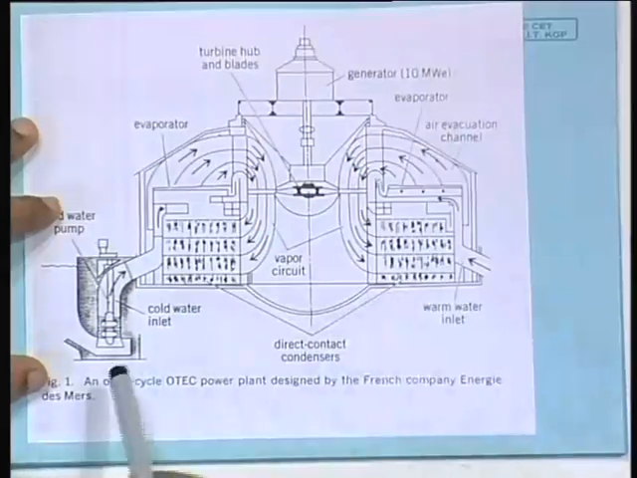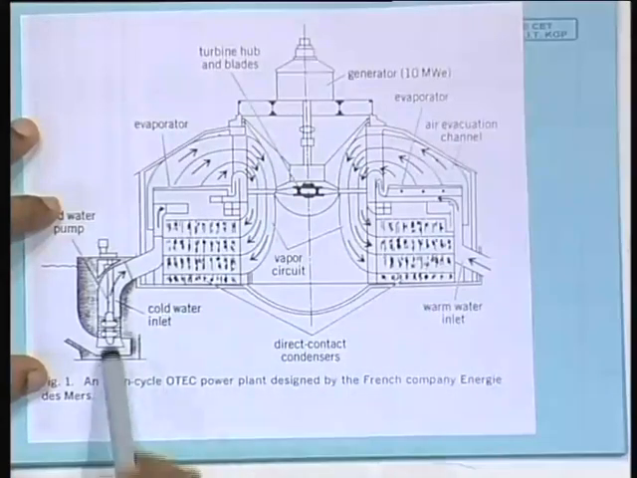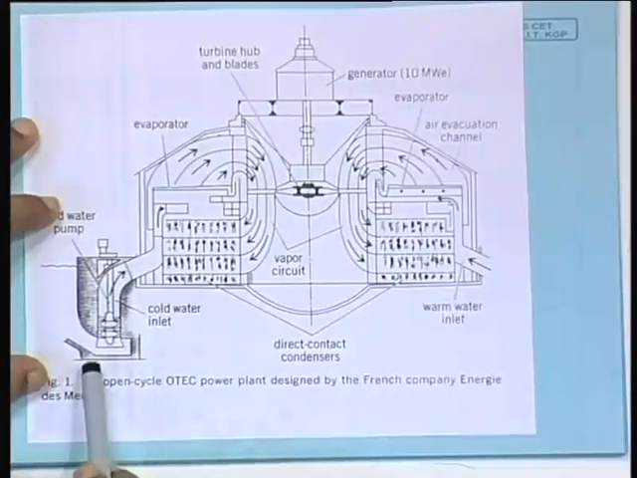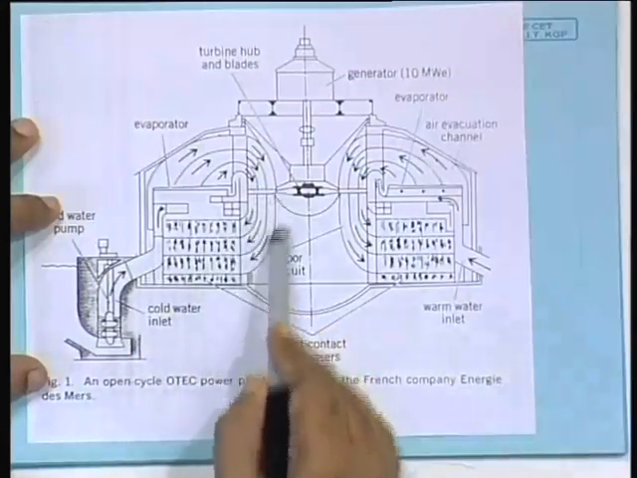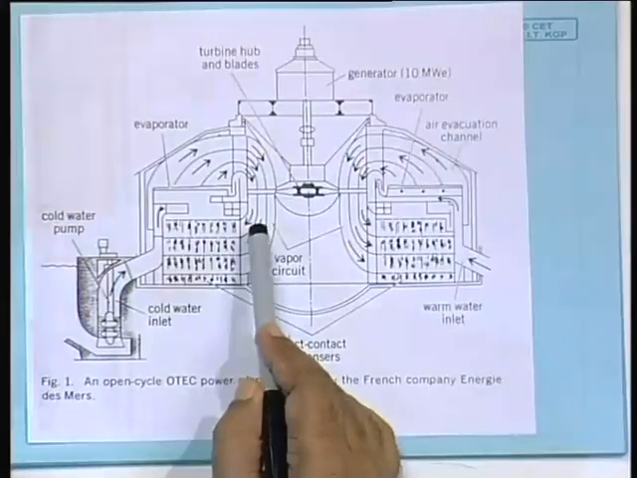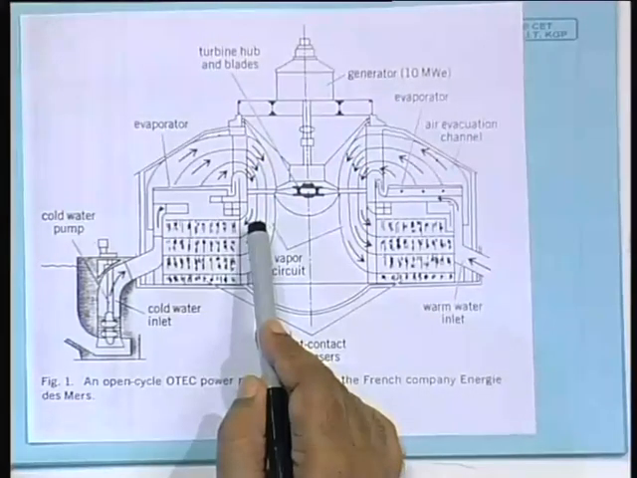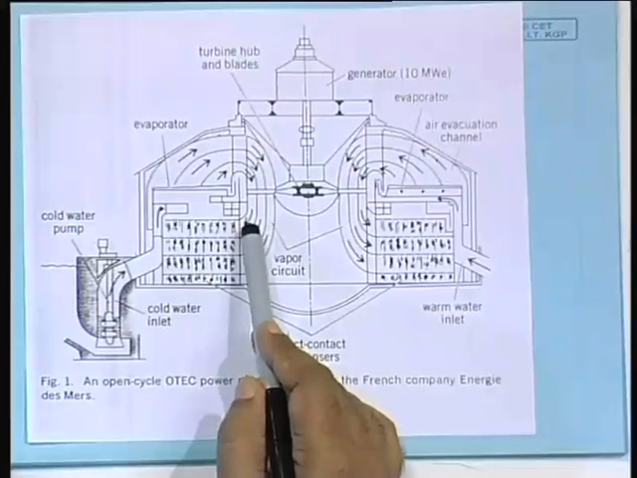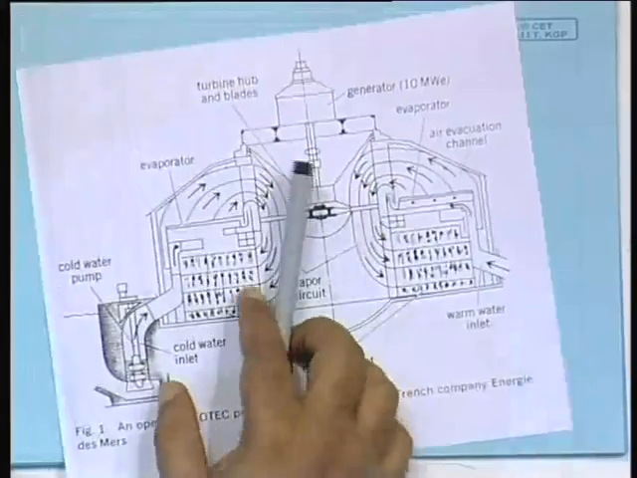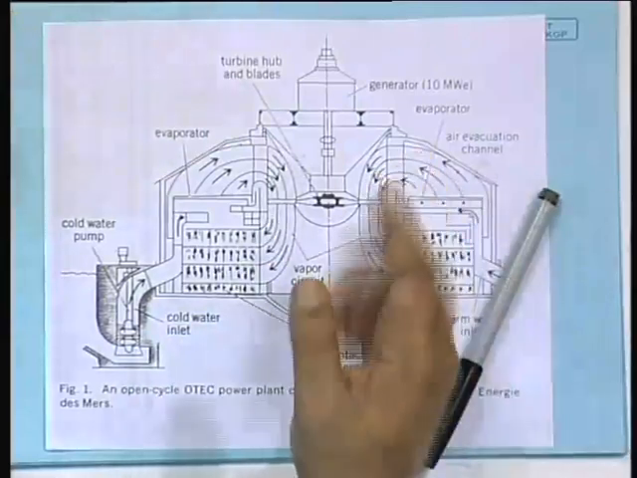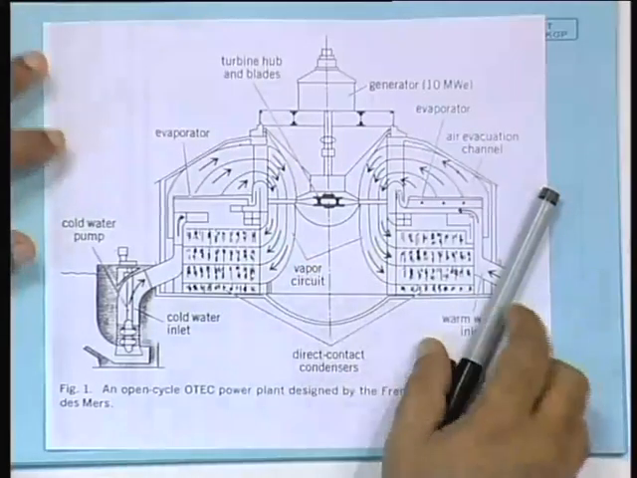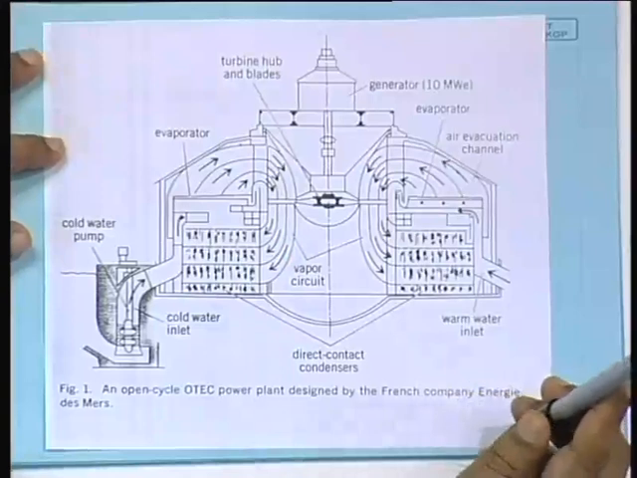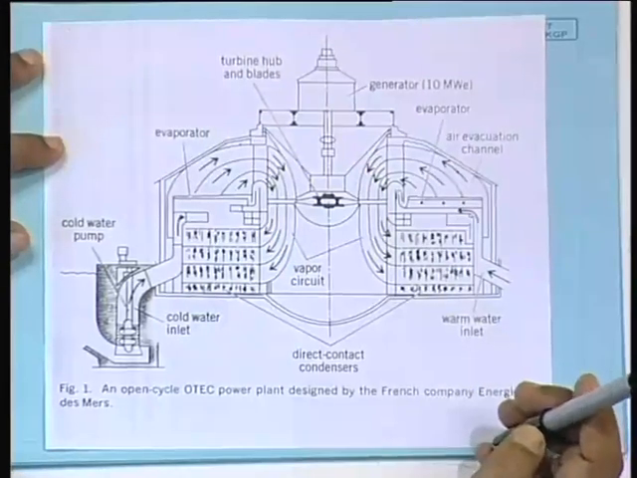Then you have the cold water that is taken in from the sea bottom, that rises, and it is mixed with this steam that is coming. As a result, the steam again condenses into water, and because of a huge reduction in the volume in this condensation, you have the suction created here, you have the low pressure created here. Okay. So, this is the essential principle of the open cycle OTEC plant.